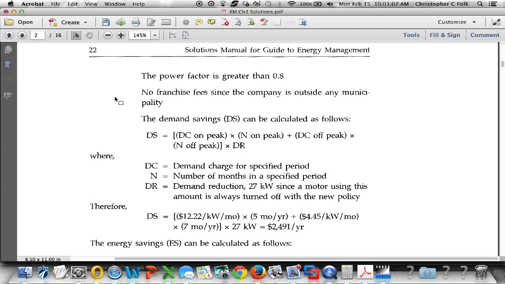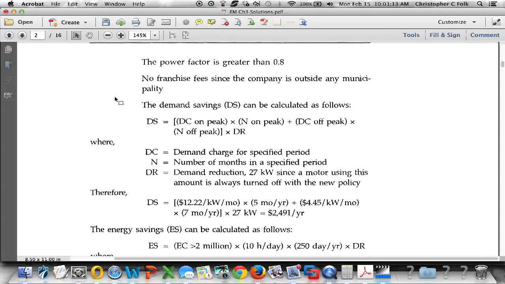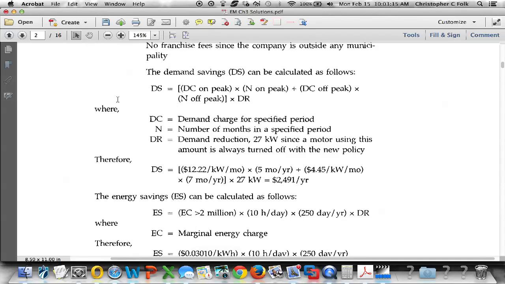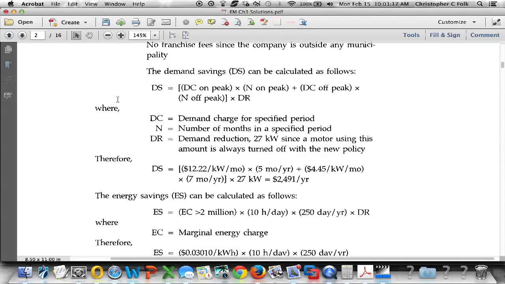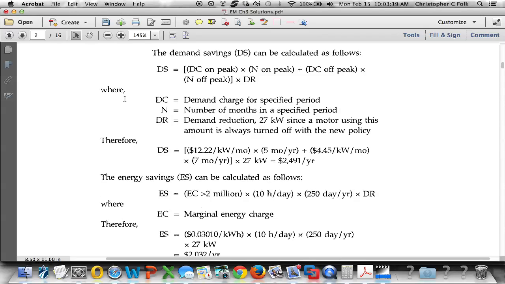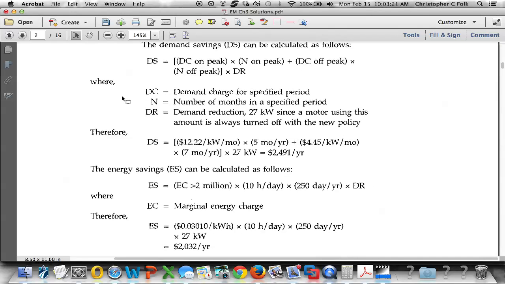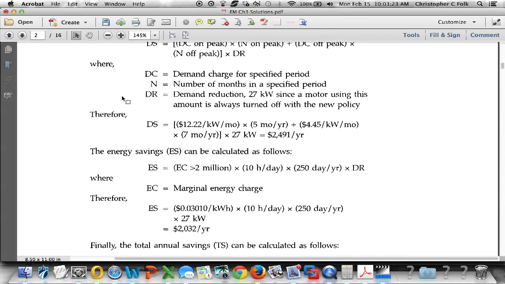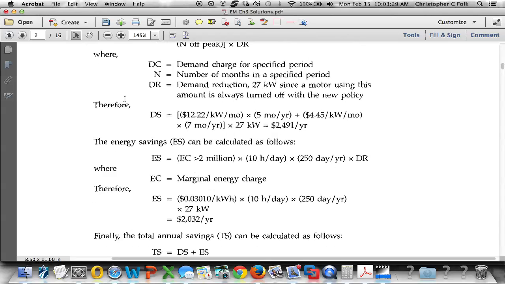Then he goes on to state these different terms. Demand savings he refers to as DS. And then he makes other reference here to DC, the demand charge, and N, the number of months. So he ends up writing formulas and giving us abbreviations for terms that, again, weren't pointed out very clearly in the text. So he actually comes up with the whole answer here.